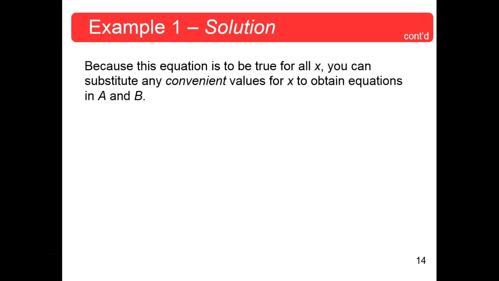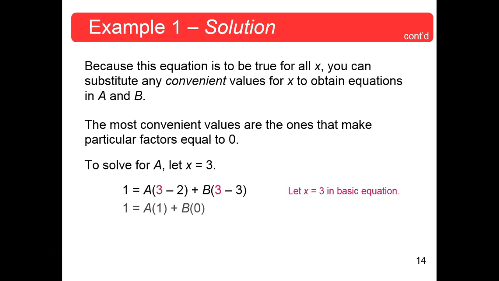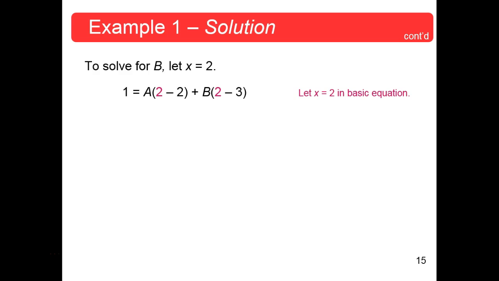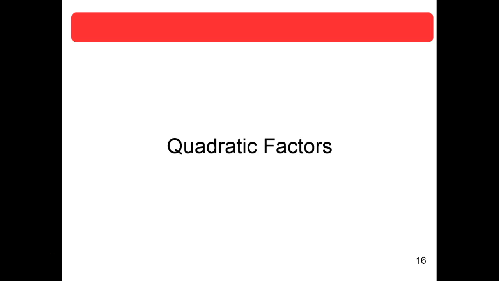And that's exactly giving you a is equal to 1, b is equal to minus 1, and then this will be your decomposed fraction, 1 over x minus 3 minus 1 over x minus 2. Okay, just like we did last time.